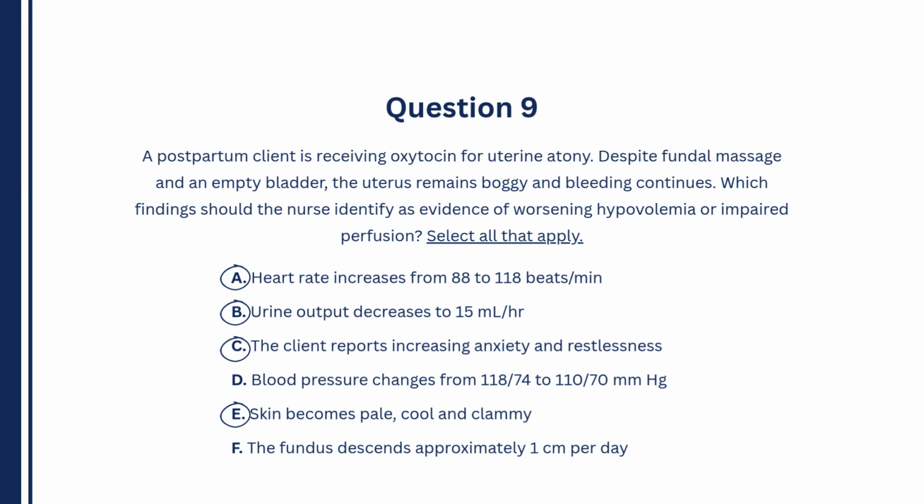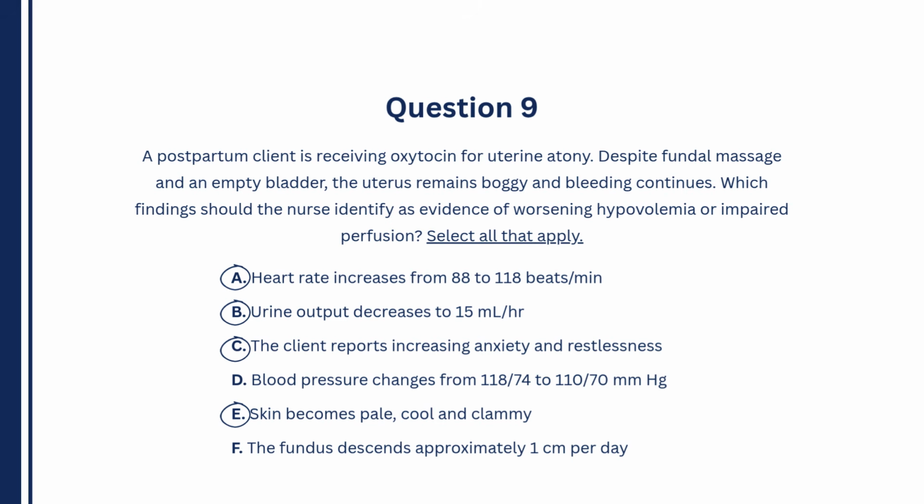Early or worsening hypovolemia may present with the correct choices. For choice A, tachycardia as compensation for reduced circulating volume. Choice B, reduced urine output from decreased renal perfusion. Choice C indicates anxiety or restlessness from reduced cerebral perfusion. And choice E, pale, cold, and clammy skin is usually caused by peripheral vasoconstriction. Postpartum hemorrhage can progress quickly and require standardized, rapid management.